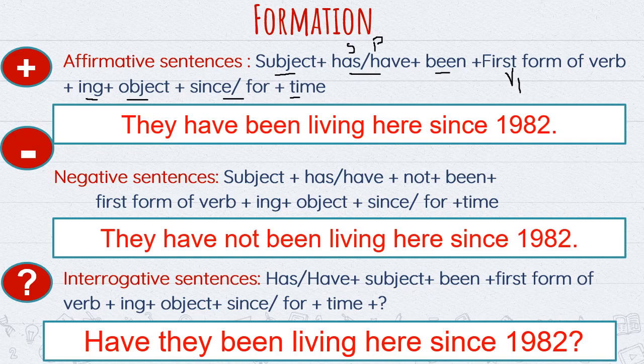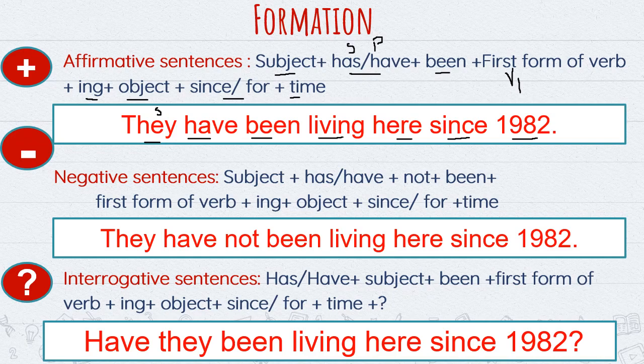Now let's see with the help of an example. The formation for affirmative sentences: They have been living here since 1982. Now in this sentence, I have used have with they because my subject is plural. Then I have added been, then live plus ing, that is living. Here object, since or for, then I have used since with time 1982.